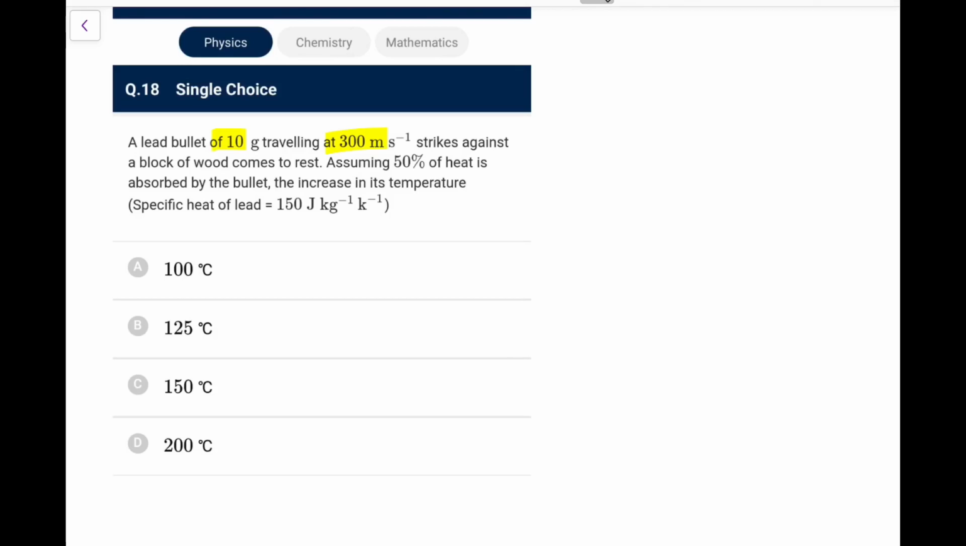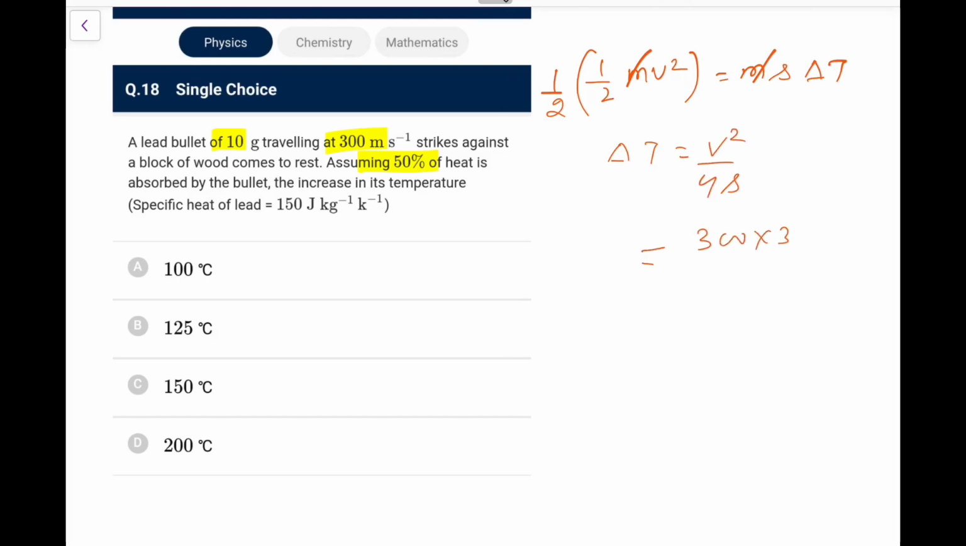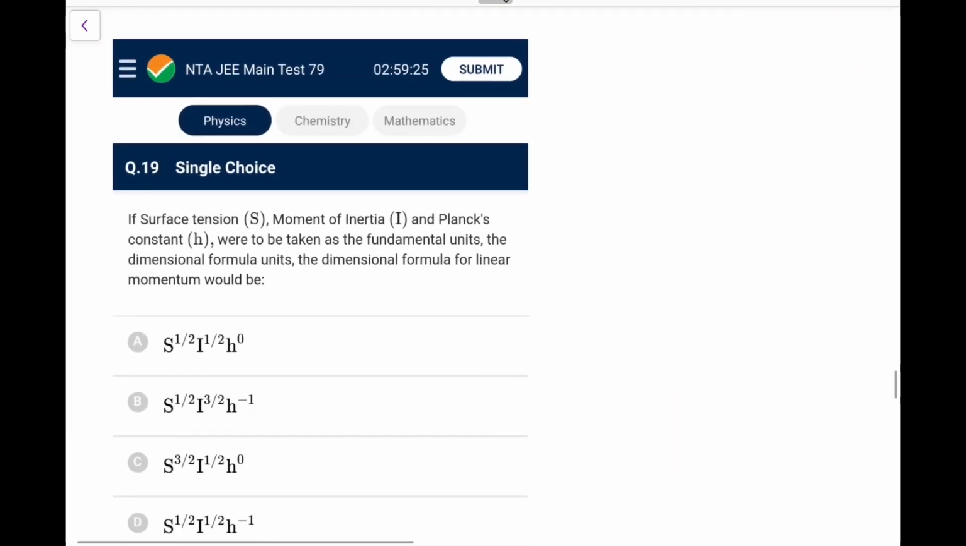Next, a lead bullet of 10 gram at 300 meter per second strikes against a block of wood to come to rest. Assuming 50% heat is absorbed by the bullet, 50% of half mv square, that is half, would be equal to ms delta t. So this m and m cancel, it is by the bullet only, so delta t would be v square by 4s, specific heat. V square is 300 into 300, 4 into 150, that is what we have. So temperature will change by 150 degrees Celsius. Quite a lot of change in the temperature we will be expecting here.